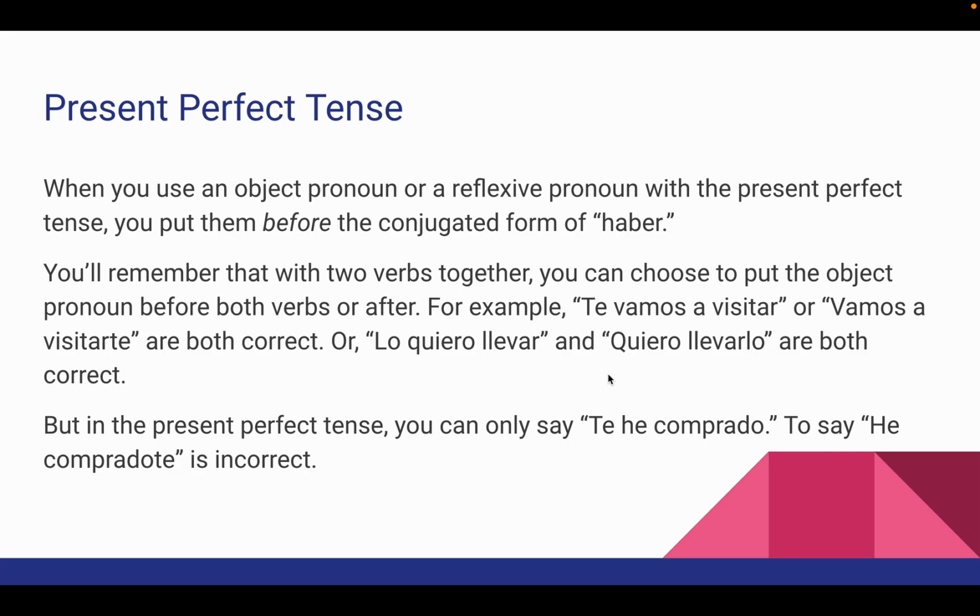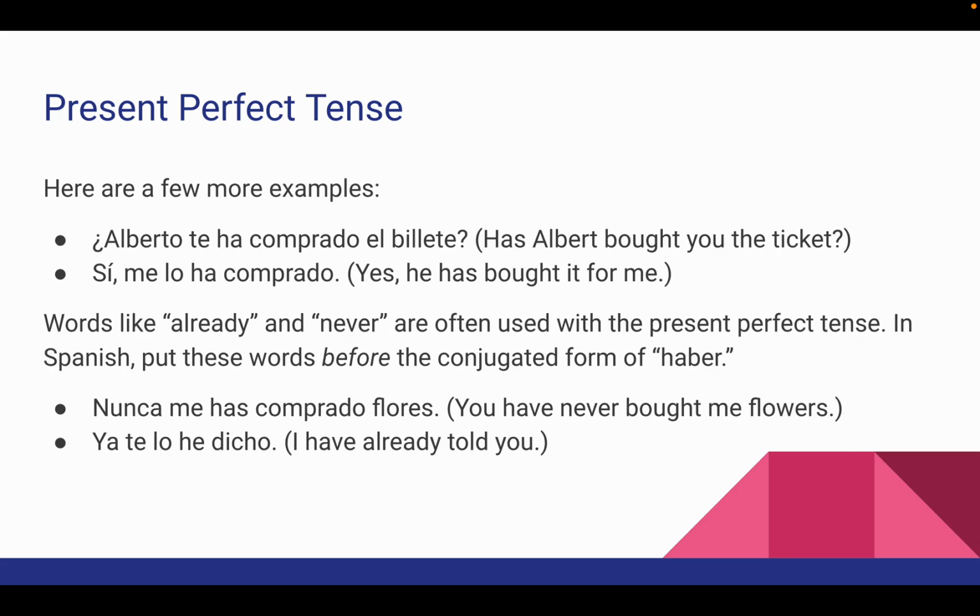However, in the present perfect tense, you can only say te he comprado. To say he comprado te is incorrect. Most of the time when you've got two verbs together, you can put te, me, lo, las, whatever it might be, before or after. With the present perfect tense, just with this verb tense, it has to come before both verbs. You can't say he te comprado either. It has to come before. Te he comprado. Lo has comprado. Los hemos comprado.